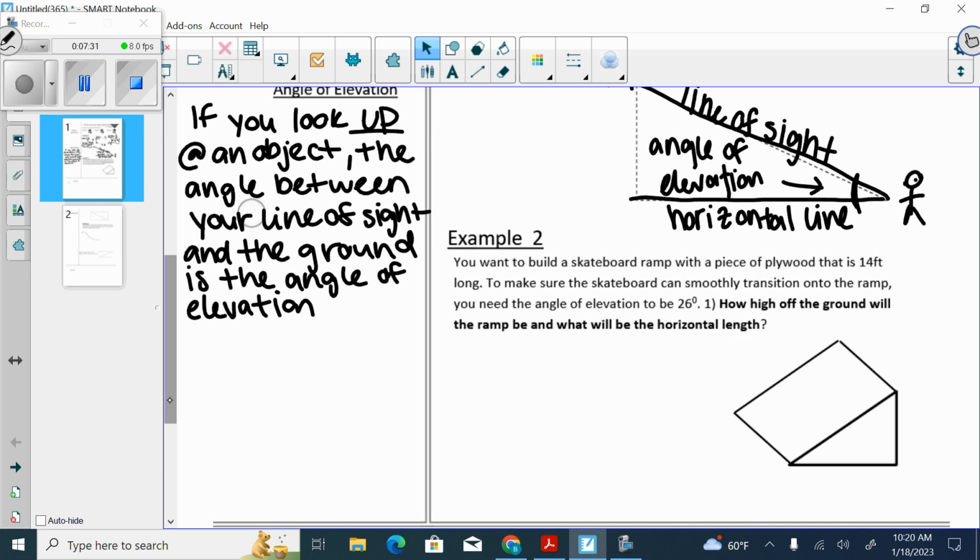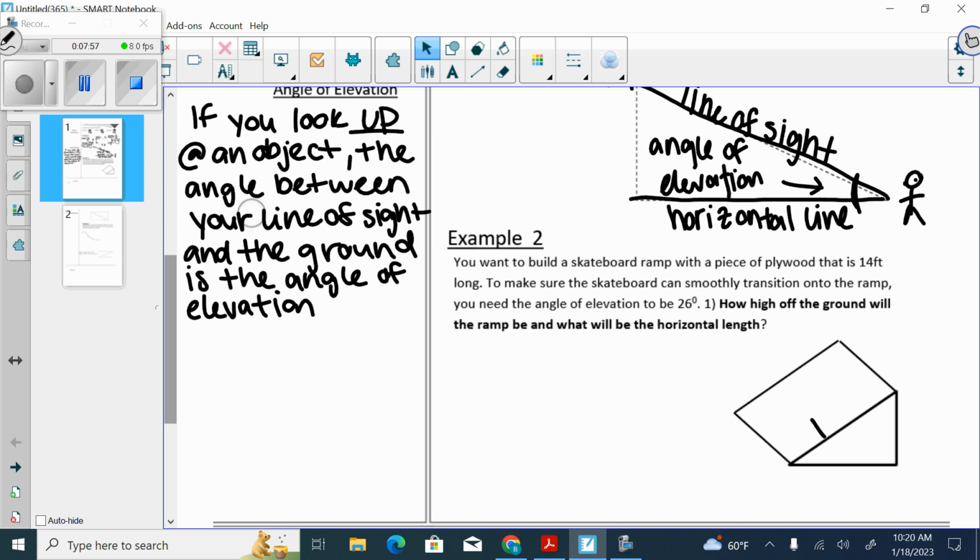Okay? To make sure that your skateboard can smoothly transition on the ramp, so from the ground to go up onto the ramp, it has to be at an angle of elevation of 26 degrees. How high off the ground will the ramp be, and what will be its horizontal length? So how long did they say the piece of plywood was? And that's the piece that we're just laying on top, right? The part that they'll skate up.